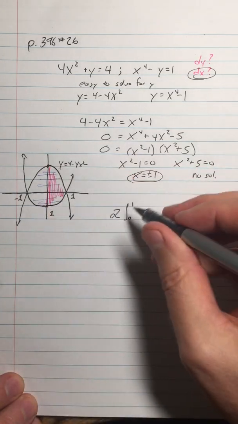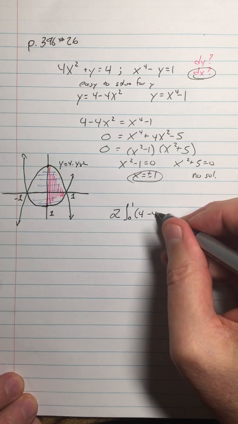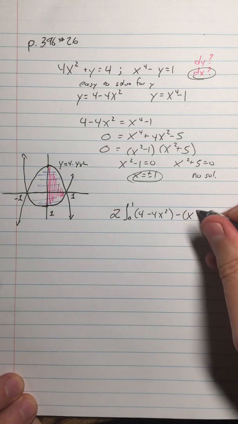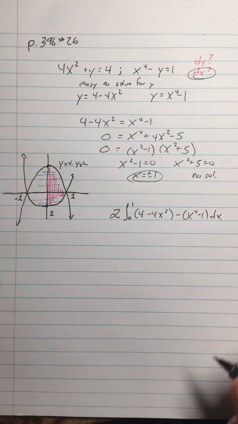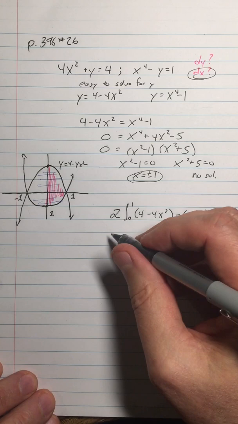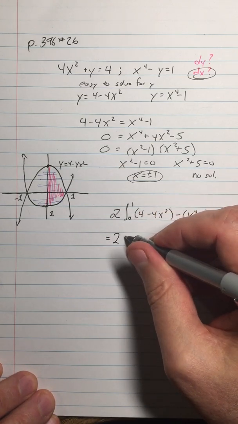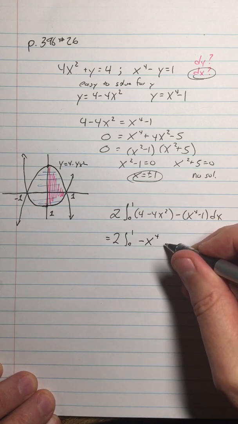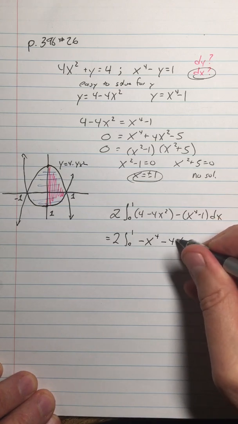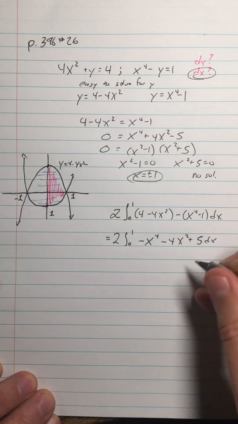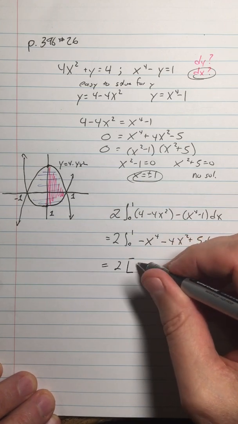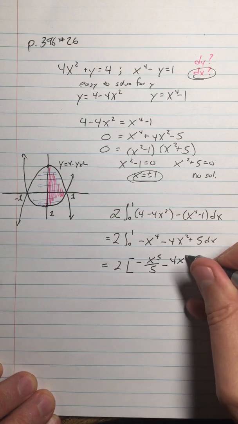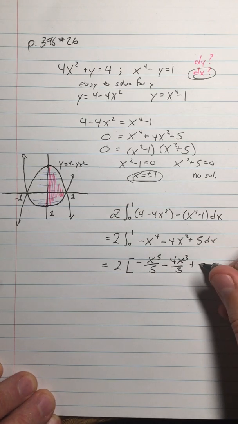All right, so now everything else goes the same. I've identified that 4 minus 4x squared is the top function, so that goes first, and then x fourth minus 1 is the bottom function, so that goes next. Combine like terms, but don't lose this 2 as you go along. Just keep it on there. When I distribute out the negatives and combine like terms, I get negative x fourth minus 4x squared plus 5 dx. Do your antiderivative: negative x fifth over 5 minus 4x cubed over 3 plus 5x.